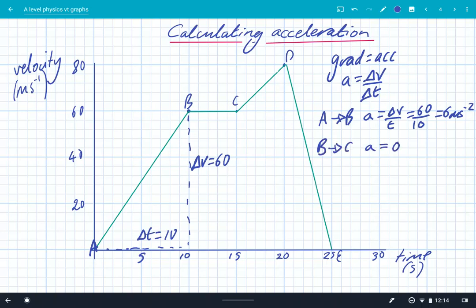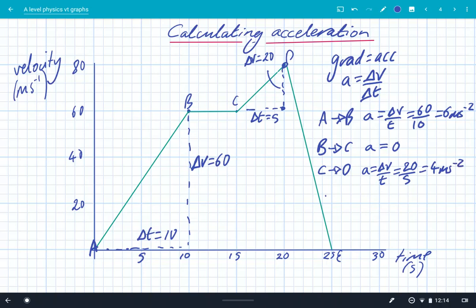It's a horizontal line. If we look from C to D, you just got to be a little bit careful here just to draw your triangle properly. I always label my change of velocity. So change of velocity here is 20, because it's from 80 down to 60. And the change in time is 5. So C to D, the acceleration is the change of velocity over time, which is 20 over 5, which is 4 meters per second squared.